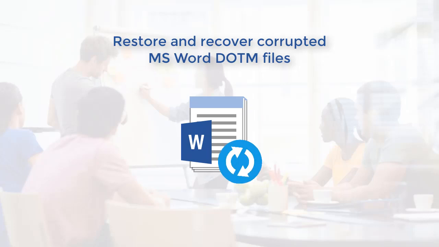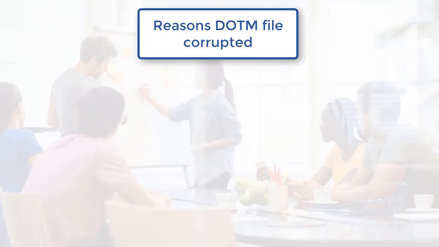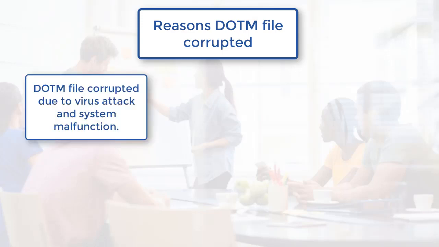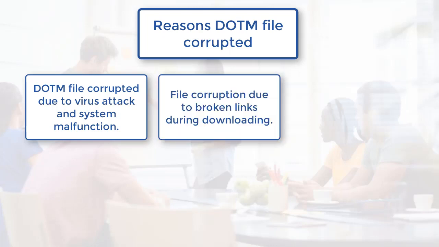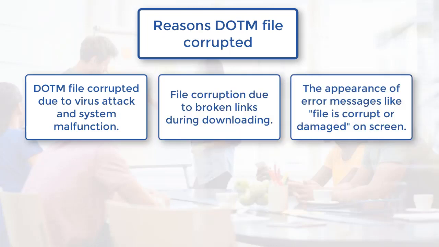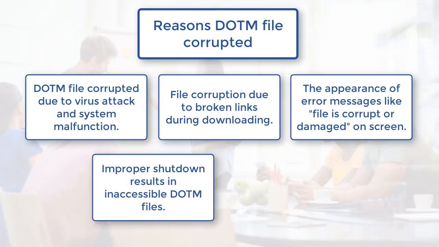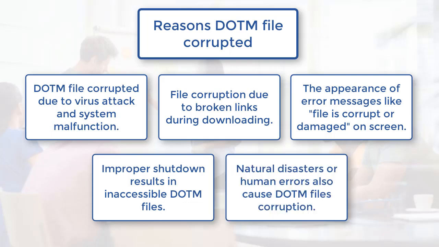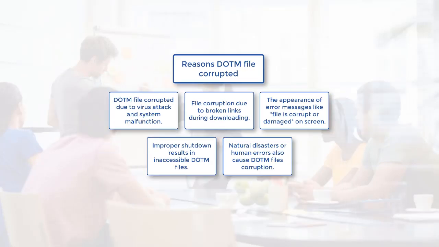But before that, let's have a look at why DOTM files get corrupted. Some common reasons why a DOTM file gets corrupted are: DOTM file corrupted due to virus attack and system malfunction. File corruption due to broken links during downloading. The appearance of error messages like "File is corrupt or damaged" on screen. Improper shutdown results in inaccessible DOTM files. Natural disasters or human errors also cause DOTM file corruption.